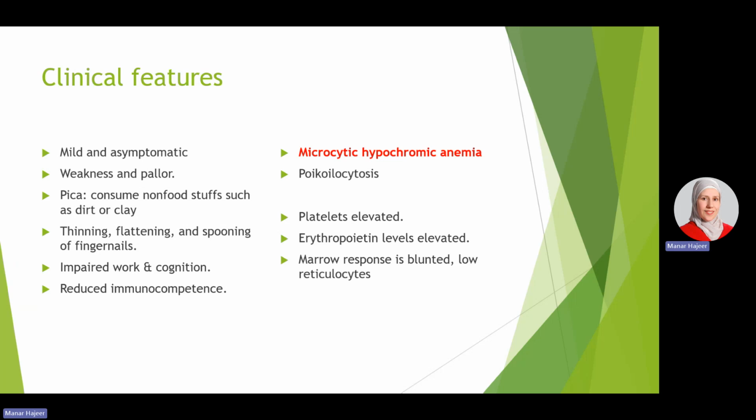There are also changes in fingernails, like thinning, flattening, and spooning. Impaired work, impaired cognition, and reduced immunocompetence. The anemia on a peripheral blood smear will be microcytic and hypochromic.